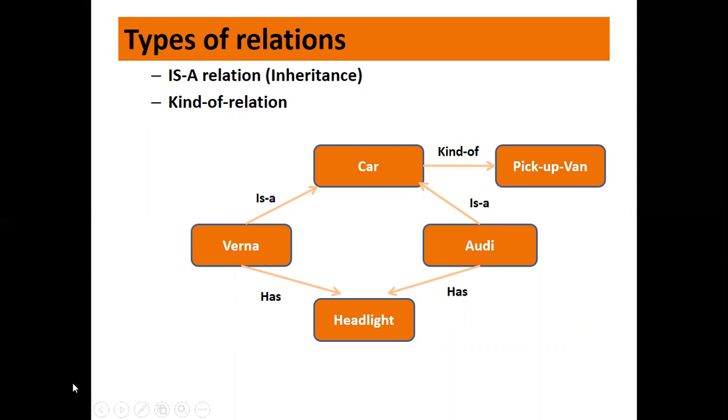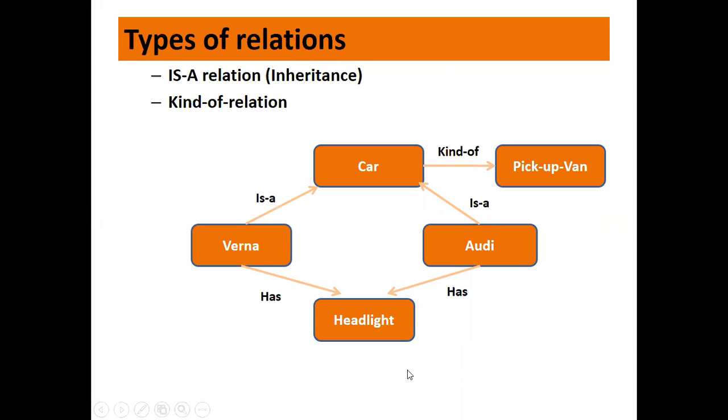If you look at it now, Varna and Audi is a car. Varna is a car, Audi is also a car. So if you look carefully, Varna and Audi are instances of the class car, right? Now, Varna has headlight, Audi also has headlight. Is it fine? These are the attributes we can say. Varna has headlight and Audi has headlight. Varna is a car and Audi is a car. Now any car is nothing but a kind of pickup van. Car is nothing but a kind of pickup van. Is it fine?